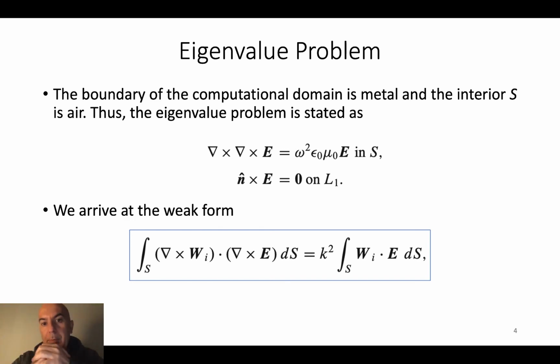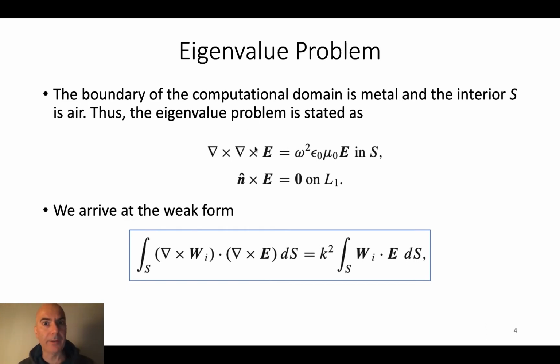So the problem we're going to solve is the following. The boundary of the computational domain is metal, so we are going to impose a perfect conductor boundary condition at the boundary. The interior is air, so we are going to consider epsilon and mu 0 corresponding to the dielectric constants of air. The eigenvalue problem is stated as follows.